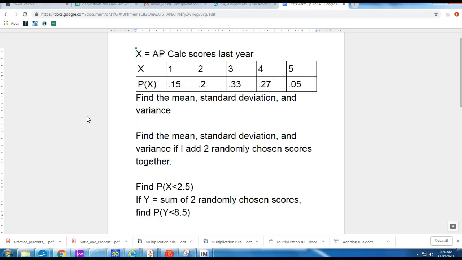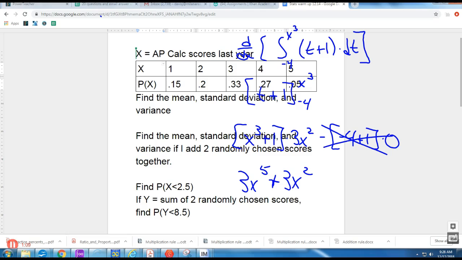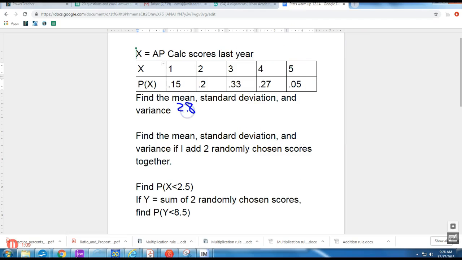So for the first part, you should have 2.87, I think this is 1.119. And then the variance, so that's the mean. That's the standard deviation. And then the variance is just standard deviation squared. That was 1.25. Is that first part okay? Questions on anything there? Question on the third part too? Yeah, okay.